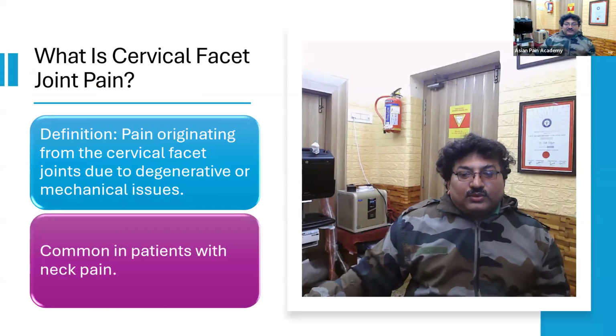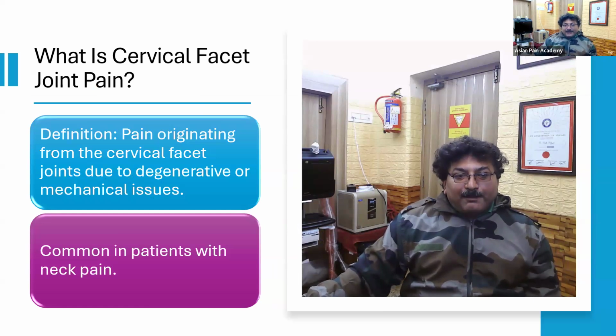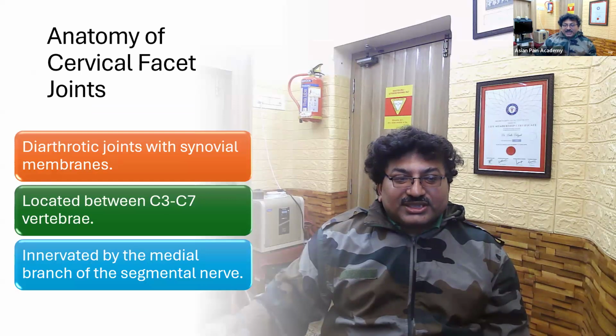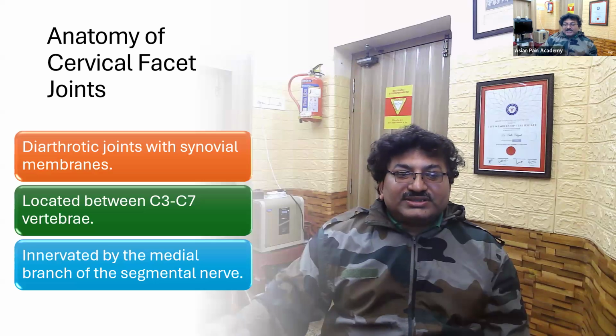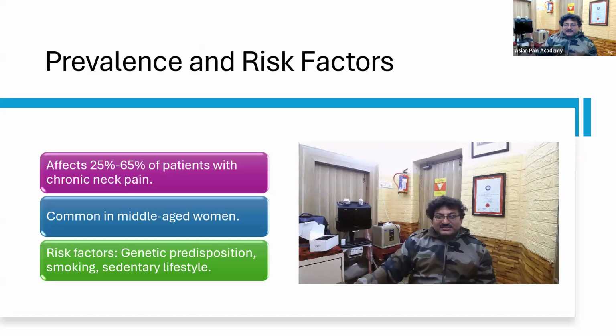Now, what is the definition of cervical facet pain? It is the pain that is originating from the cervical facet joint due to degenerative or mechanical issues, and it can cause a neck pain which is commonly associated. Cervical facet joints are diarthrodial joints with a synovial membrane. They are located between the C3 and C7 vertebrae, innervated by the medial branch of the segmental nerves.